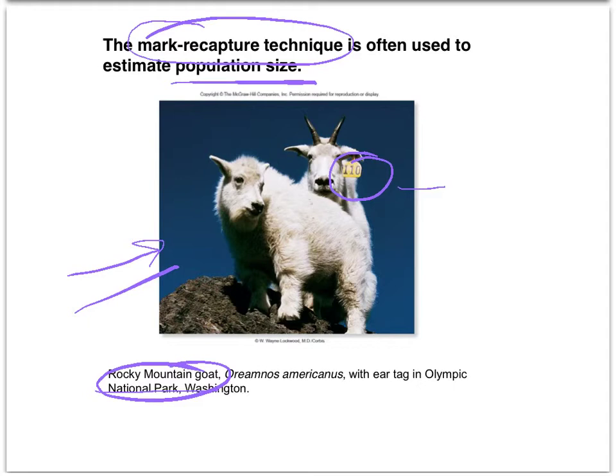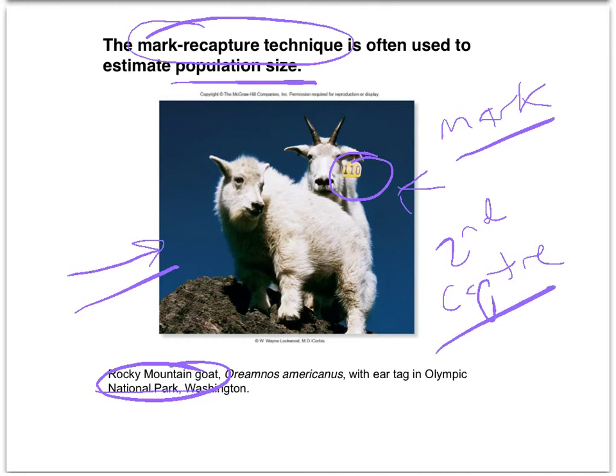So we mark a small sample, and then what we do is we allow the marked individuals to go back into the population and then to randomly mix with the other individuals that are there. And then we take a second capture, a recapture, right? So we go out and we capture a bunch of new mountain goats, and so some are going to be marked and some are not going to be marked. All right, let's look at the next slide here for a minute.